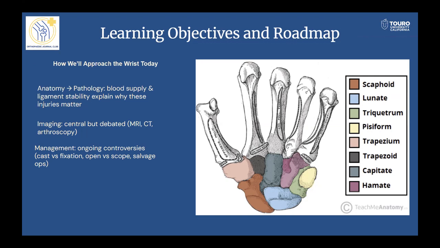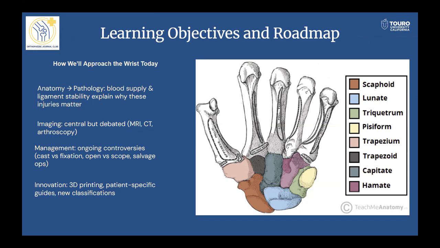And next is management, and this is where the controversies begin. Should we treat non-displaced scaphoid fractures in a cast or fix them surgically with screws? For TFCC injuries, should we perform an open repair or use arthroscopy? And for Kienböck, should we focus on unloading and revascularization in the early stages, or move toward salvage procedures like proximal row carpectomy or partial fusions once collapse has set in? These are real debates with no universal answers.